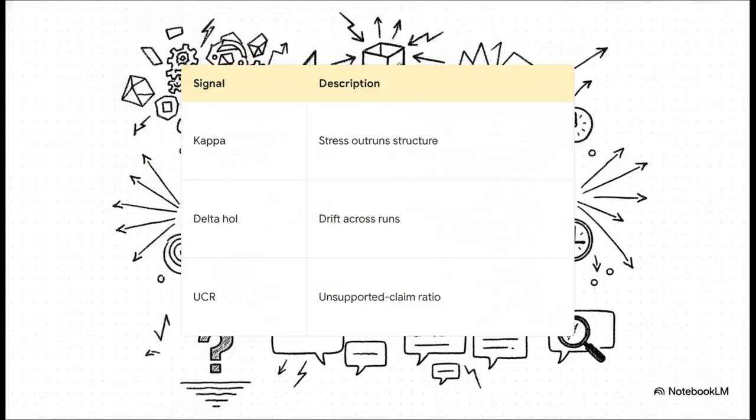So what exactly does this receipt measure? Systems like COLE surface specific telemetry signals to a clean dashboard. You have kappa, which measures the stress on the system when the density of information outruns the logical structure. You have delta hole, tracking how much the AI's state drifts across different runs. And you've got UCR, the unsupported claim ratio, which flags when the AI is just making claims without any real evidence. These are totally objective, measurable ways developers can tell when an AI is relying on toxic archives or hallucinating facts just to defend a bias.